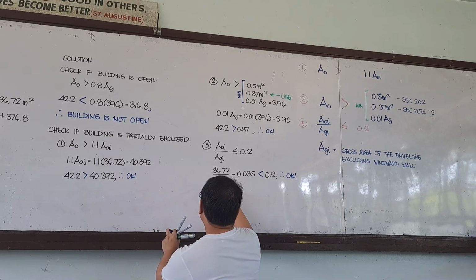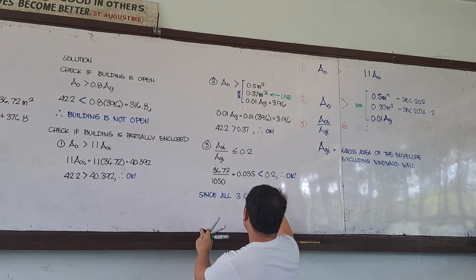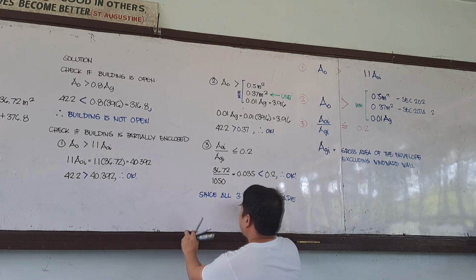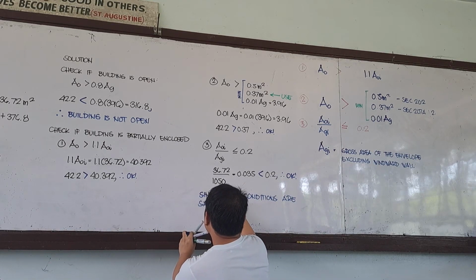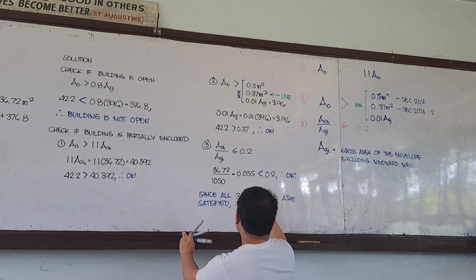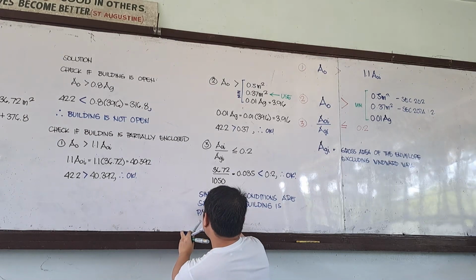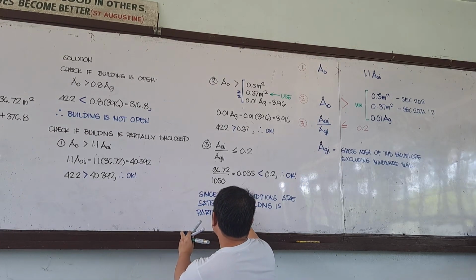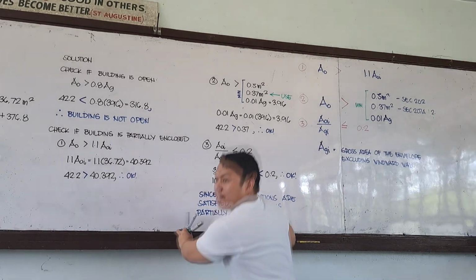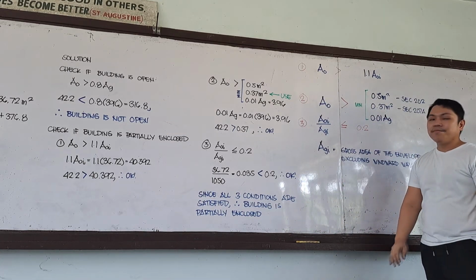Since all three conditions are satisfied, therefore the building is partially enclosed. If one is not okay, therefore the building is Enclosed. Okay. That's all for that.